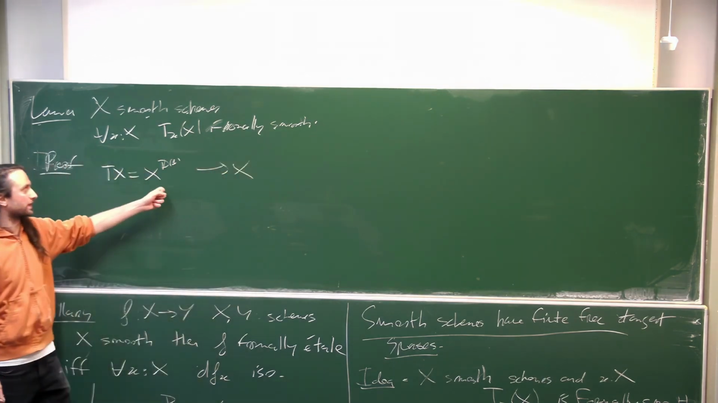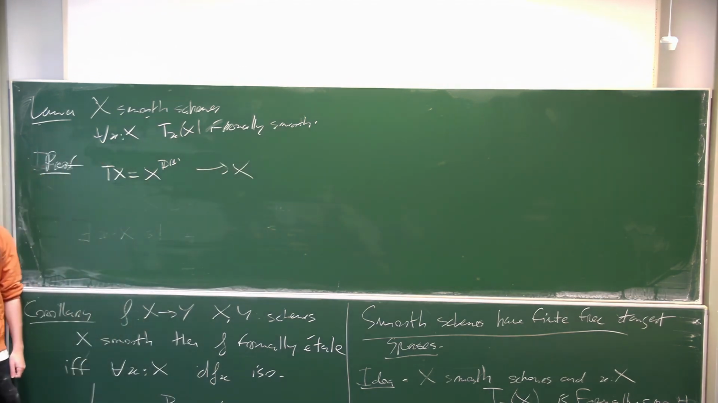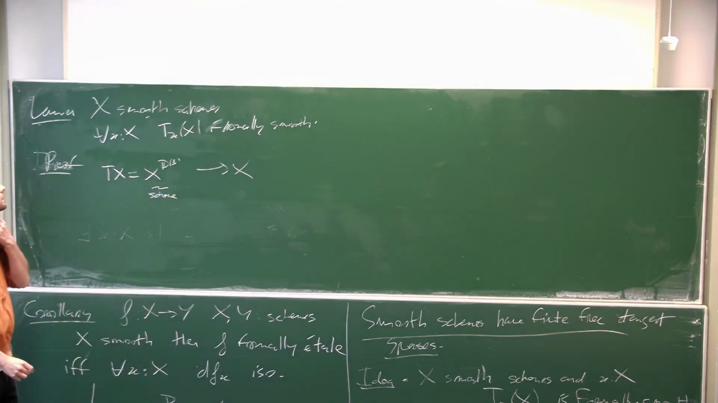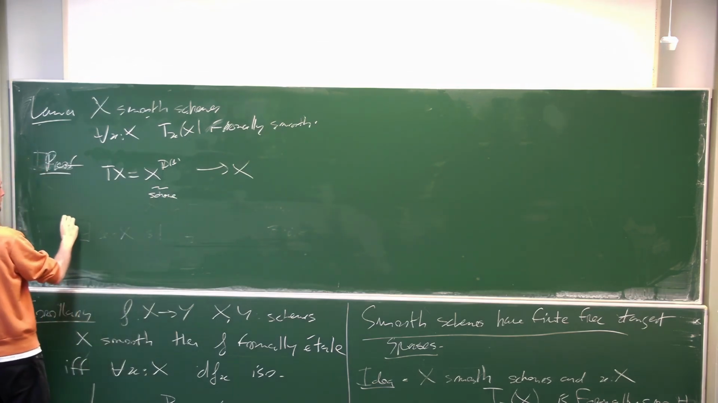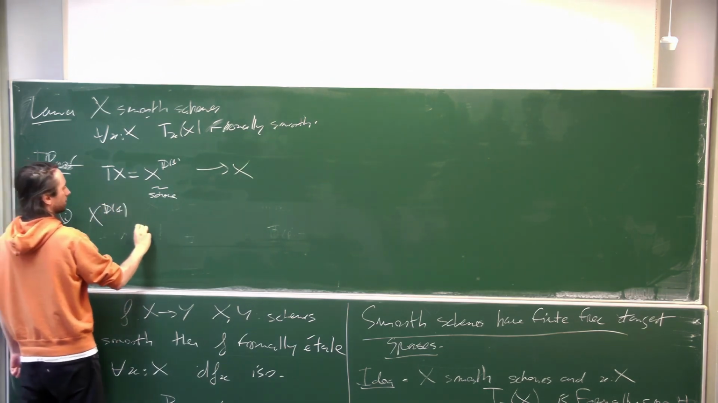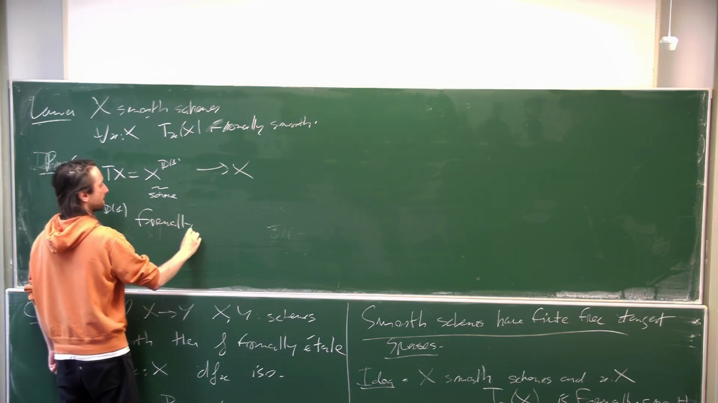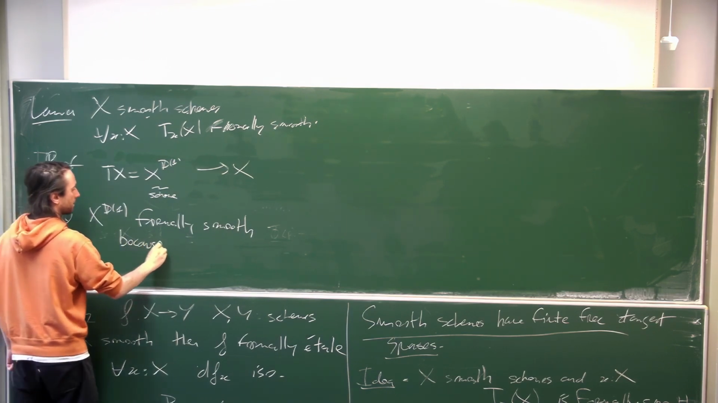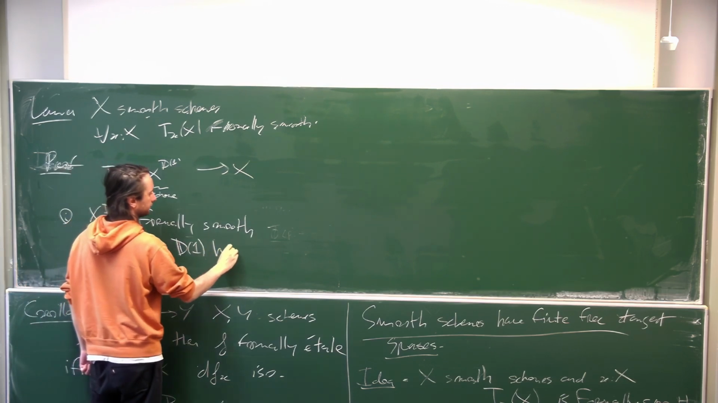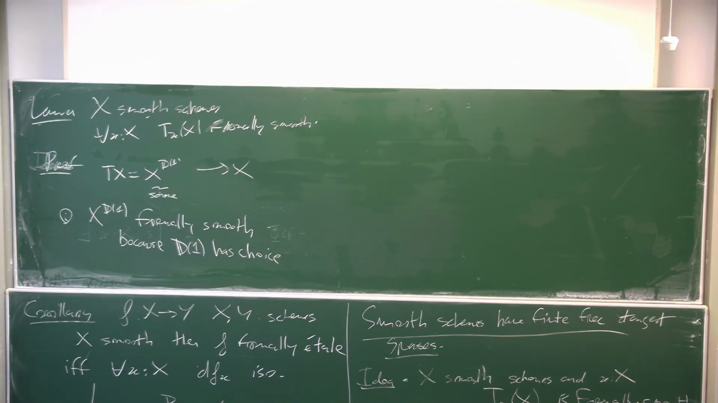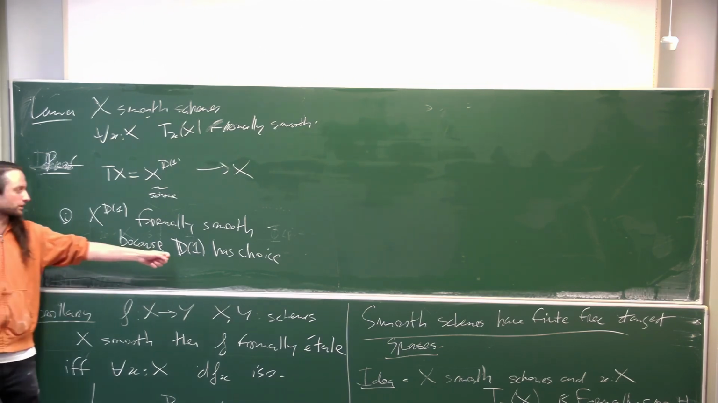And so what we want to show is that the map from this to this is formally smooth. We actually know that this is a scheme. And so the first step is to show that this is formally smooth. This holds because D1 has choice. I mentioned that when a type has choice, then the product indexed by this type preserves smoothness, and here we use this.